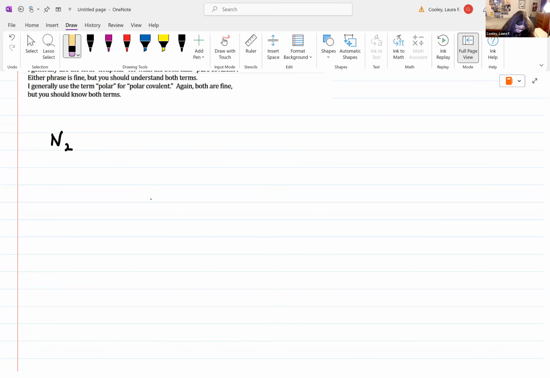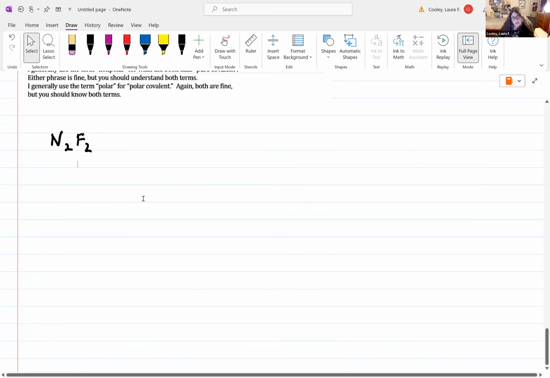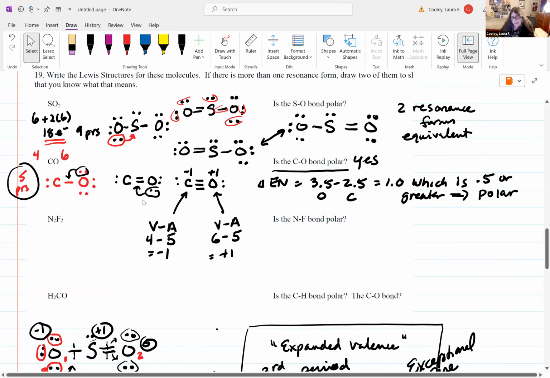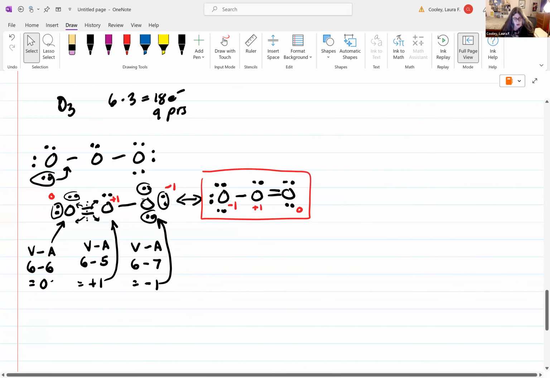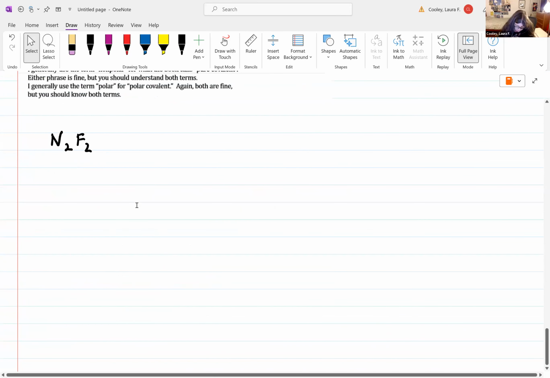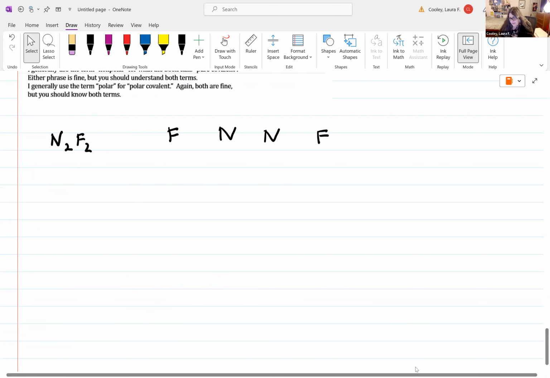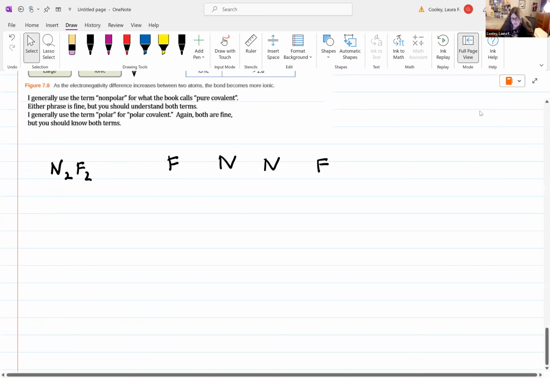Okay, so N2F2. It doesn't tell you, but if this were on an exam, I would tell you that the two N's are in the middle and each one has a fluorine. So that would be your skeletal structure. All right, so what do you think? What do we do? How many valence electrons? How many pairs? How do we deal with this one?